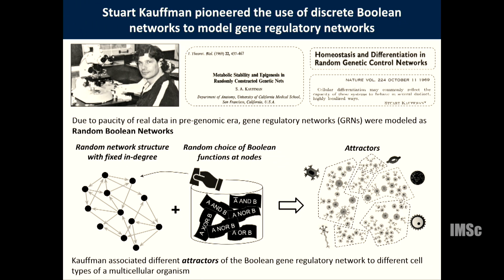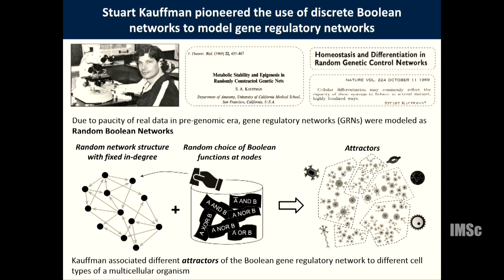And Kauffman essentially pioneered this field. He proposed random Boolean networks as a means to infer and study the dynamics of gene regulatory networks in 1969. What is important to remember is that Kauffman was proposing the framework in the pre-genome era. So there was a paucity of data. We did not know the structure of gene regulatory networks, so he approximated it with random Boolean networks where the structure was random. He took some n genes and connected them in a random fashion with a fixed in-degree.